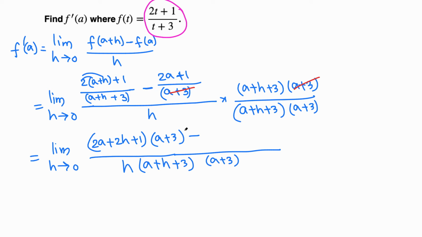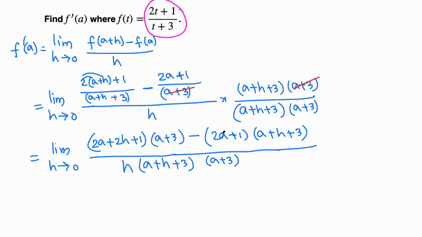That leaves negative 2a plus 1 times this a plus h plus 3. Okay, a little bit of improvement. Now we don't have fractions on the top, but we need to multiply a lot. So now to simplify this, we need to multiply 2a plus 2h plus 1 with a plus 3. It's just kind of FOIL here as well.